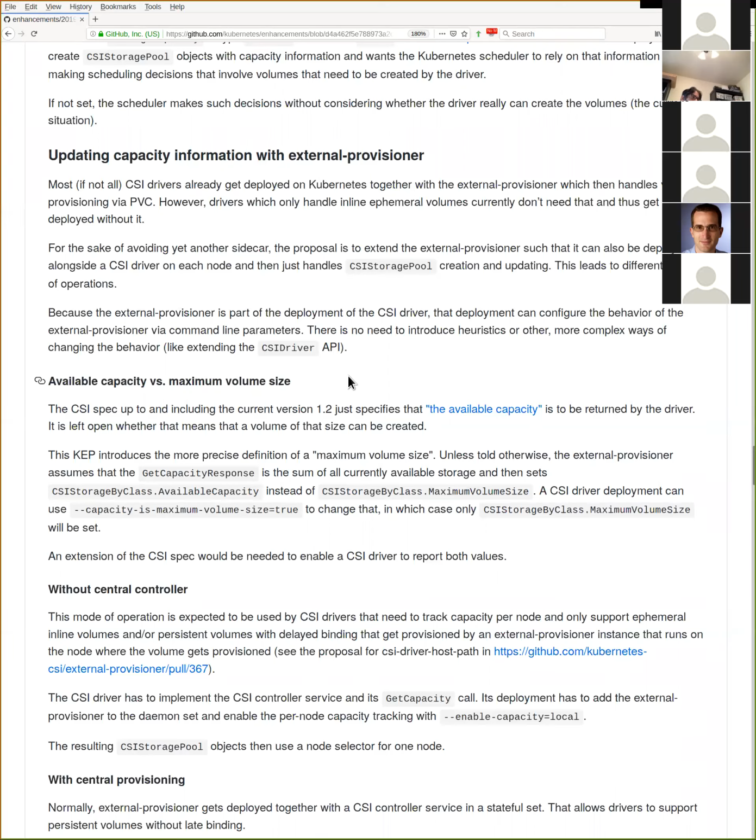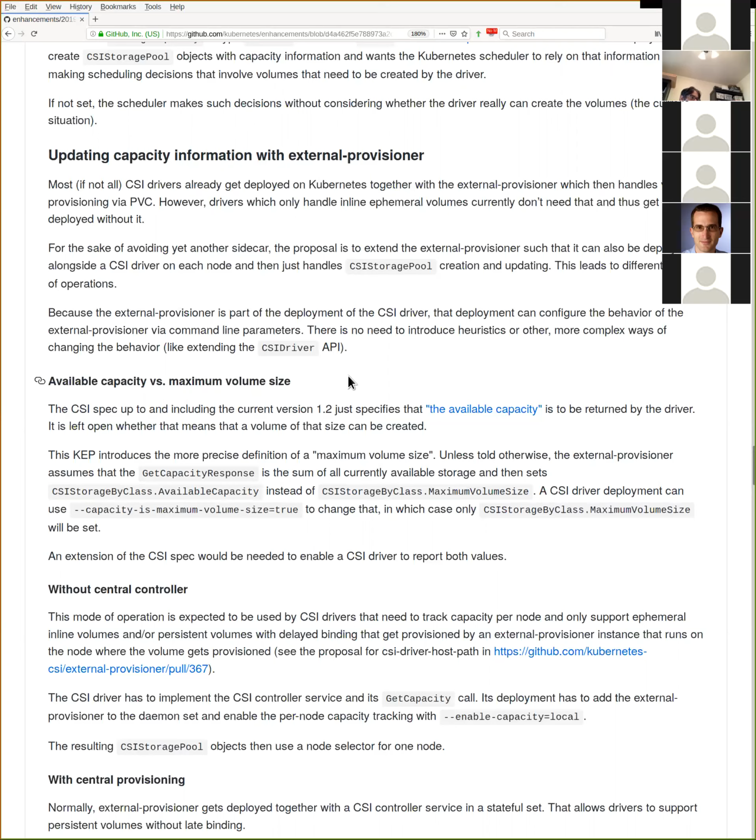The semantic here is kept flexible. We could eventually have a CSI call that says my total available capacity is this, and in addition my maximum volume size is this. We currently don't have that, but the API would cover that because both values can be set.